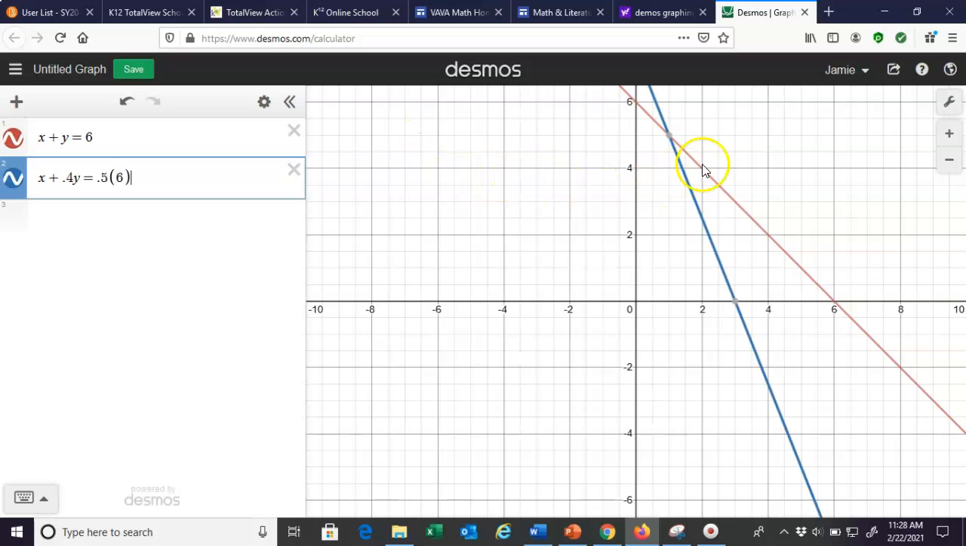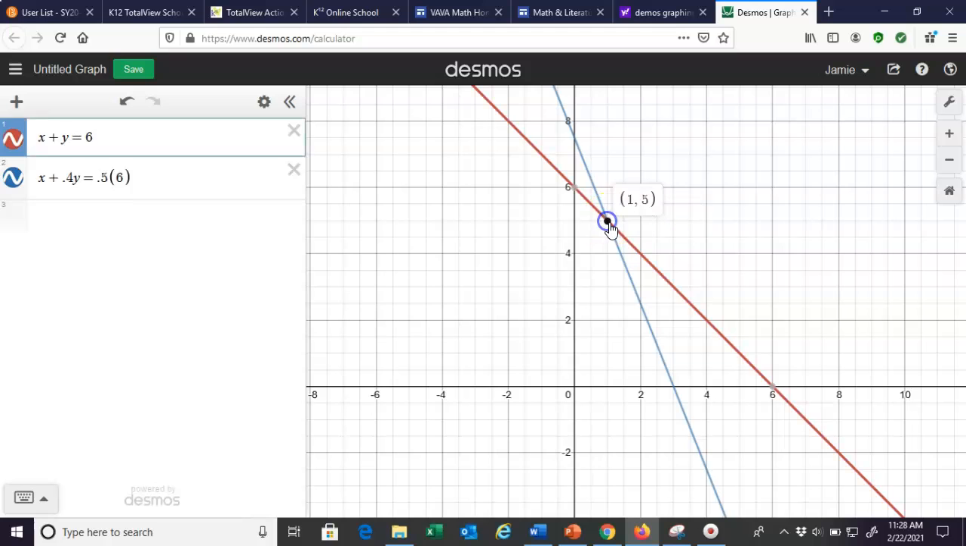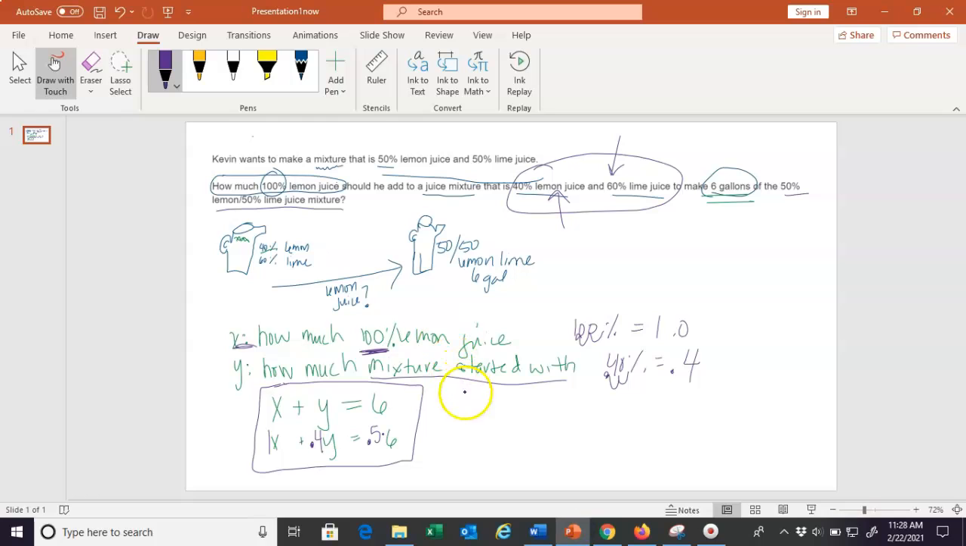All right, there we go. Now we're going to see where they intersect. Where they intersect is the solution of the system. That means (1, 5) is going to work in both of these equations. It's going to satisfy both. If you took x equals 1 and put it into here, 1 plus 5 is 6. And the same thing would happen down here. So (1, 5) is our solution.